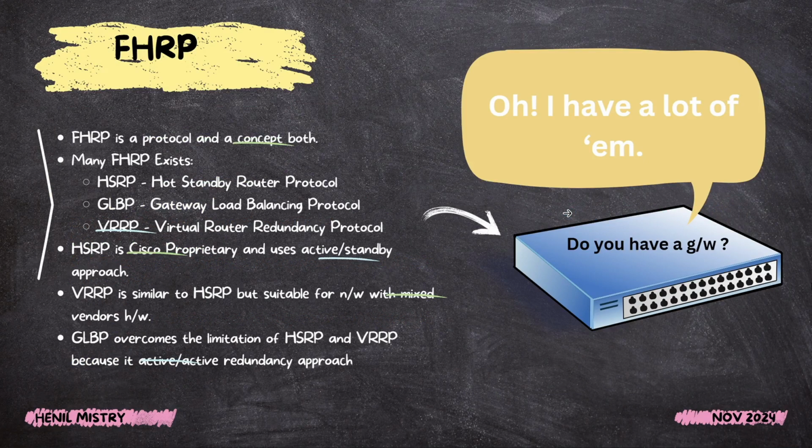So what is the solution then? For every problem in networking, we have one solution. Do you have a gateway? That is the question we might ask the switch when we want to communicate outside our network. Let's say one device says, oh, I have a lot of them. Let's say one IP fails, I have another one. Let's say that one fails too, don't worry, this switch will have lots of IP addresses. So that is the solution that you want.